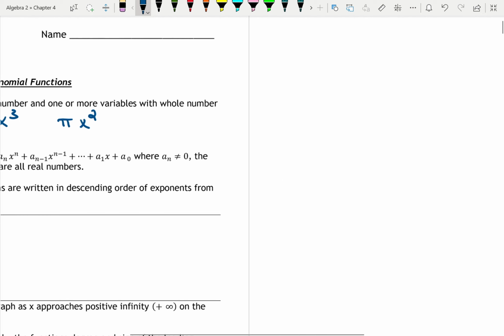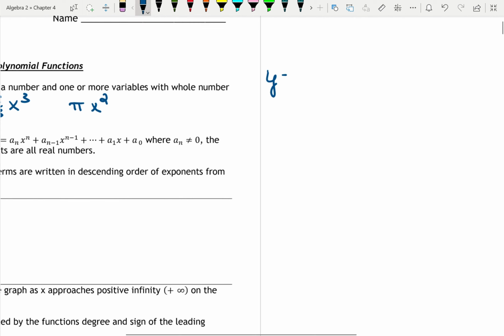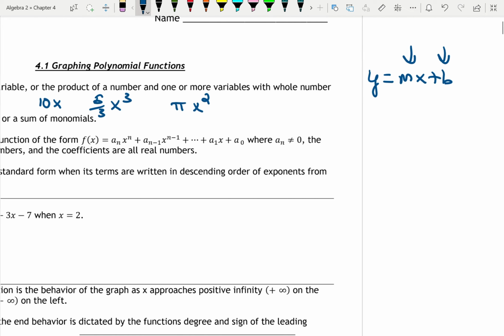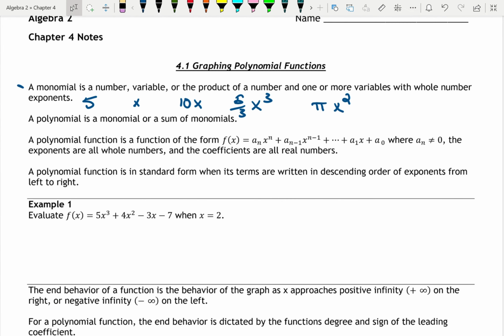So if you think about the standard linear, y equals mx plus b, right? That has two different monomials there. And a monomial is sometimes called a term, two different terms. A polynomial is a monomial or a sum of monomials. So a monomial is a very simple one, and then they get longer. They turn into binomials, meaning 2, or trinomials, meaning 3.